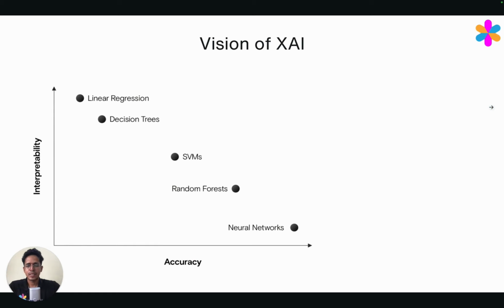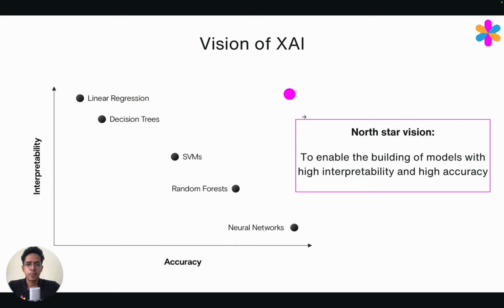The vision of explainable AI as a field, a subdomain within machine learning, is to have models which are in this quadrant. So here you can identify a quadrant in this plot where interpretability is high and accuracy is low. Here you can identify another quadrant where accuracy is high but interpretability is low. And the North Star vision of explainable AI is to have models which belong in this quadrant of the graph, something with high interpretability and high accuracy.